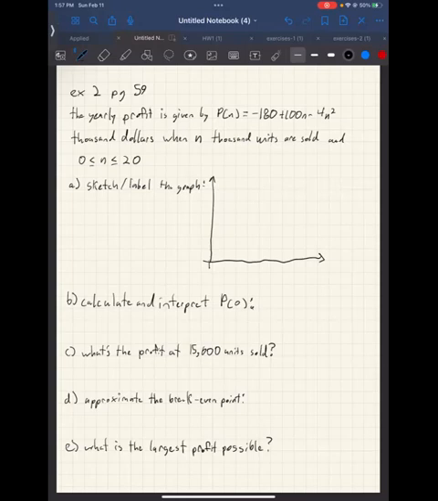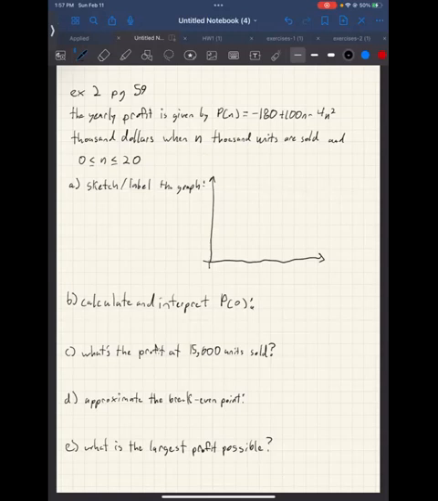So here we say the yearly profit is given by this function P of n, and it is defined to be negative 180 plus 100n minus 4n squared. And it gives us the output in thousands of dollars when n thousand units are sold, and n is between 0 and 20. So the first question says to sketch and label the graph.